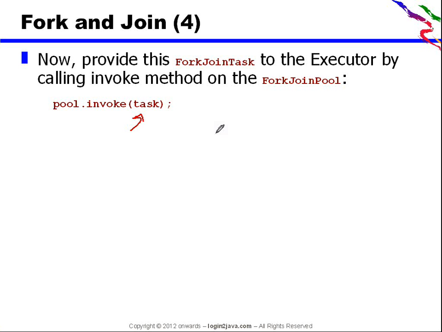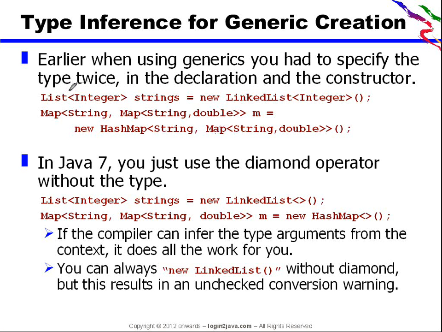Now, type inference for generic creation. Earlier when using generics, you had to specify the type twice, once here and then here. This is in Java 6 and before. If we see some complex declaration, say a map having a string as key and another map as value, with string as key and double as value, again if you need to create an object for this HashMap, you have to specify these things for the generic declaration. In Java 7, you just use the diamond operator without the type. So these two statements can be written like this in Java 7. You need not specify the type here.